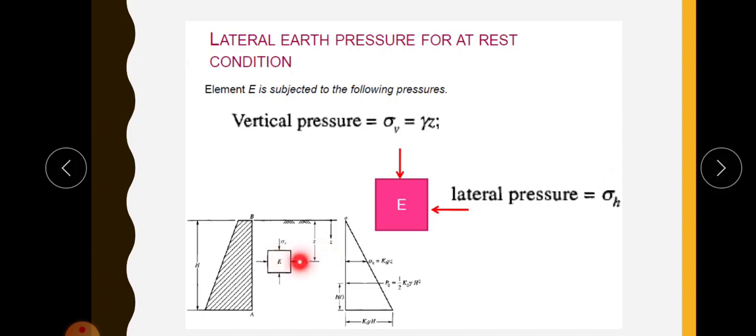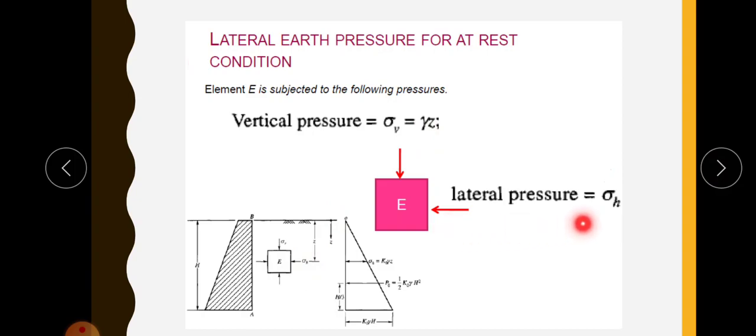So this point is at a depth of Z below the ground surface. Okay, so in geotechnical engineering one, you have studied about effective stress, neutral stress and all. If we want to find out the stress on a soil element which is at a depth Z below the ground level, what is the equation? Vertical pressure is equal to the unit weight of the soil. If gamma is the unit weight of the soil which is retained by the retaining wall, and Z is the depth of any point from the ground level, then its vertical pressure is equal to gamma into Z, that you have known.